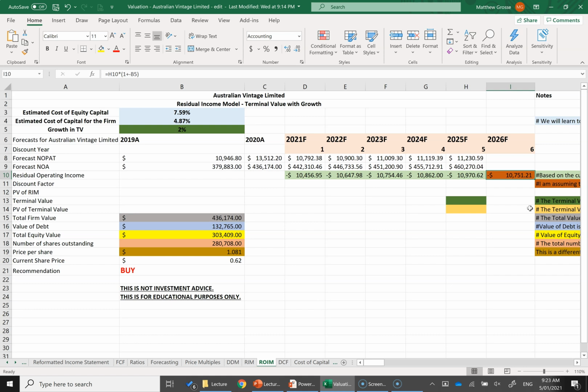I can now calculate my terminal value. I can say the year 6 residual operating income divided through by the cost of capital for the firm minus the growth rate.